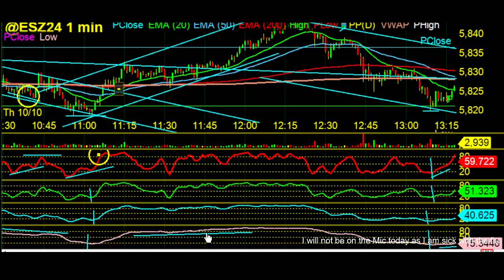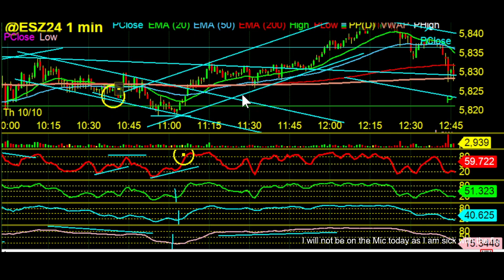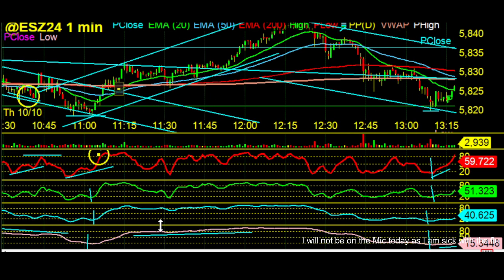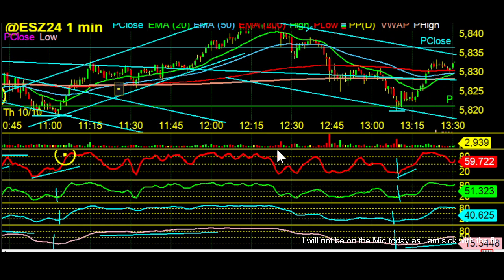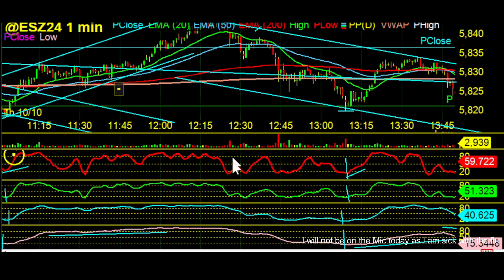If this breaks 90, then look for a big move up. And right when it did break 90, we did get a strong little move up. So if you get your divergence and then this moves up to 90 and stays up there, you're probably getting a nice little rally. All right, the market moved up, eventually started coming back down.